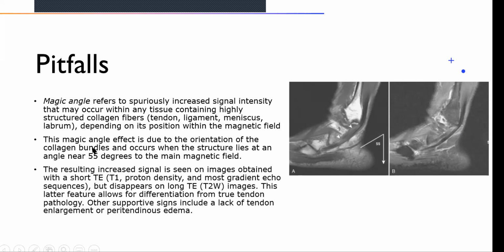So as we see, an increased signal is seen on the images obtained with short T1, proton density, and most gradient echo sequences, but disappears on the long T2 images. This latter feature allows differentiation from true tendon pathology, and other supportive signs include lack of tendon enlargement or peritendinous edema. So please, when you request an ankle MRI, especially for posterior tibial tendon insufficiency, you have to tell the technician to incline the whole plane of the MRI to 55 degrees within that of the tendon.